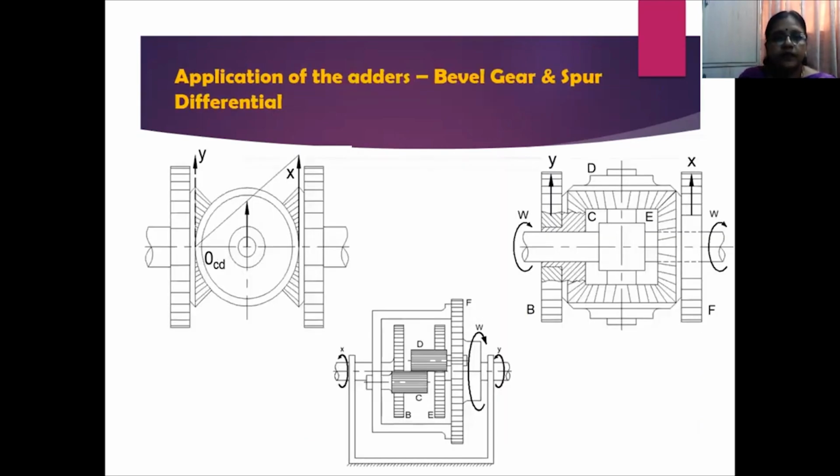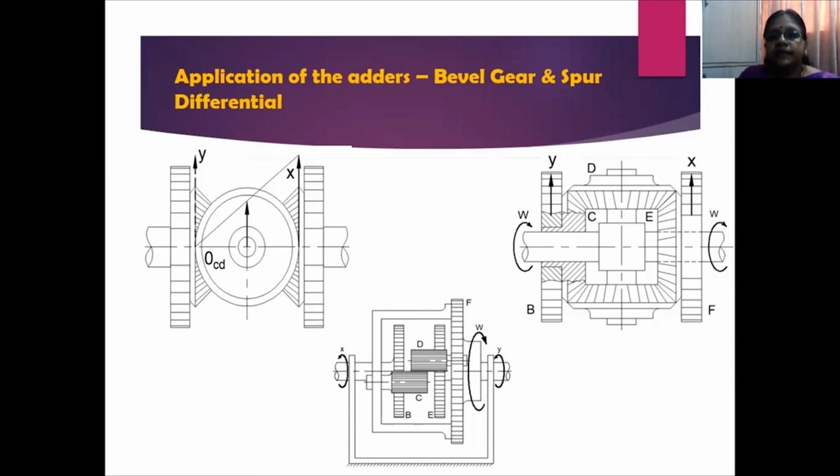Yes, another interesting application of the adder, that is bevel gear and spur gear differential, mostly used in automobiles. Now let us study first the bevel gear differential. The top figure is a bevel gear differential, and this view is the top view of this particular bevel gear differential. The bottom one is the spur gear differential. Now I shall explain in detail the bevel gear differential mechanism.